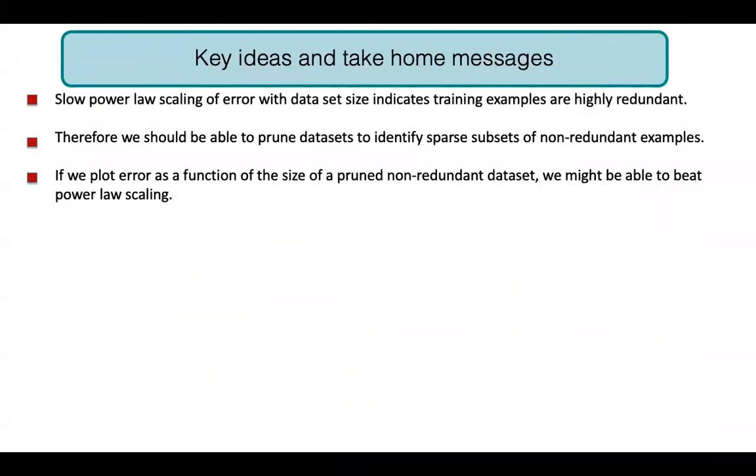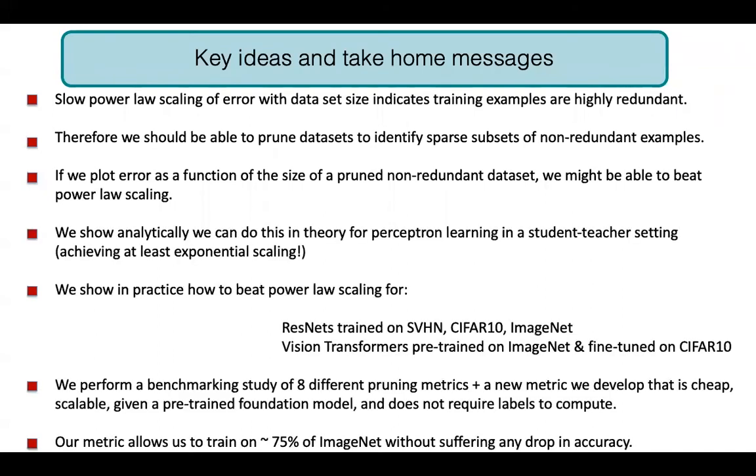Okay, so let me again just give you the key ideas and take-home messages before I dive into the results. So the key idea is that slow power law scaling of error with data set size, that's the thing we're going to focus on in this talk, should indicate that the training examples are highly redundant. New examples don't buy you that much. Therefore, we should be able to prune data sets to identify sparse or small subsets of non-redundant examples. And if we were to plot error as a function of pruned non-redundant dataset size, we might be able to beat power law scaling. That's the hope. And so what we show analytically is that we can do this in theory for perceptron learning in a student-teacher setting. And there we can at least achieve exponential scaling.